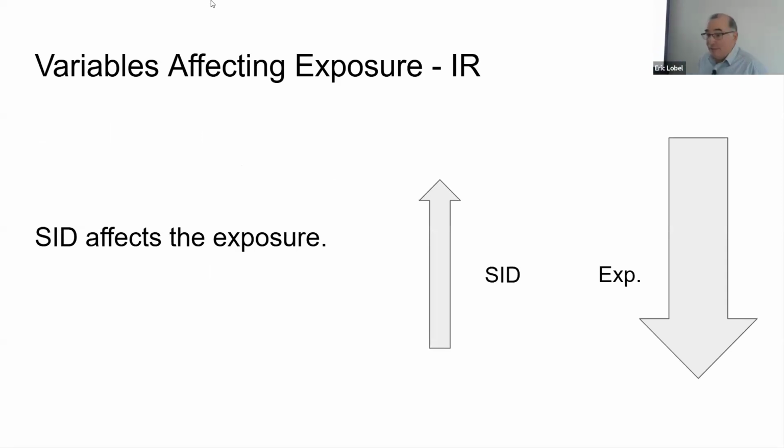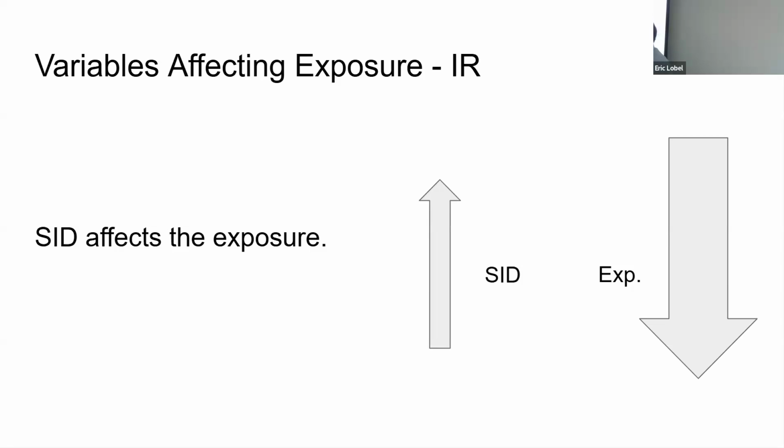So SID makes exposure go down. Why is the arrow big versus the other ones? Because it doesn't just go down, it goes way down. What formula is this based on? Inverse square law, right? Anyone remember exactly what the inverse square law is?